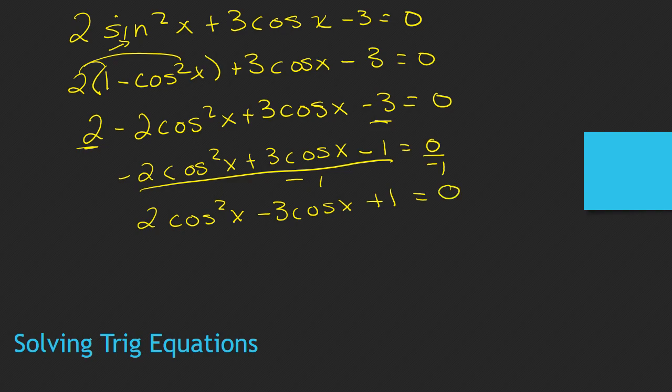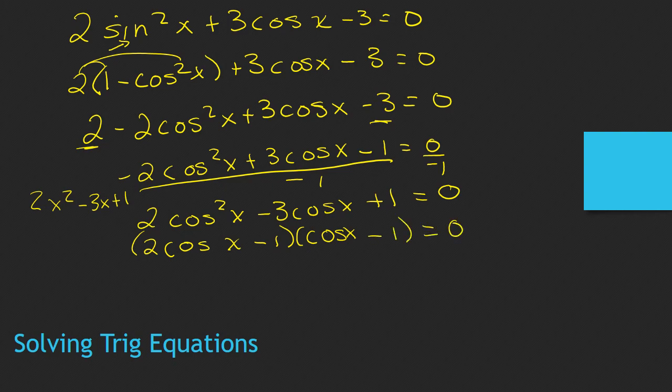Now I'm going to factor this, right? This is in the form 2x squared minus 3x plus 1. We can factor that out and get 2 cosine x minus 1 times cosine x minus 1 equals 0. Set each of these equal to 0.